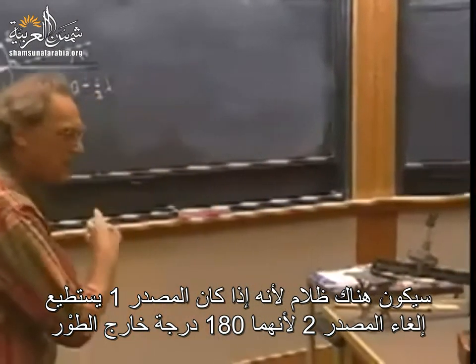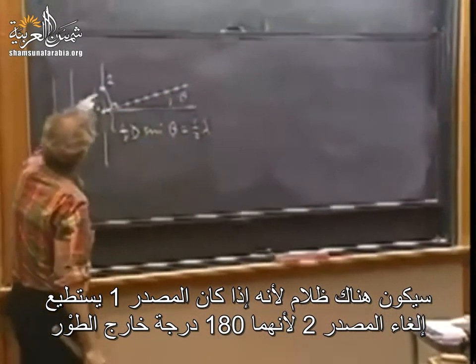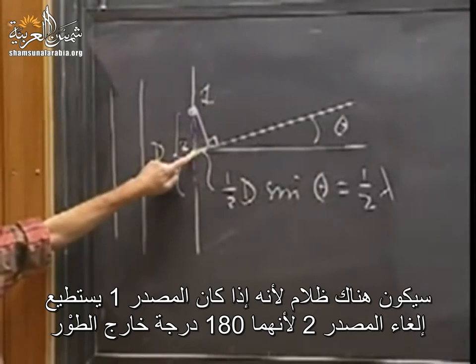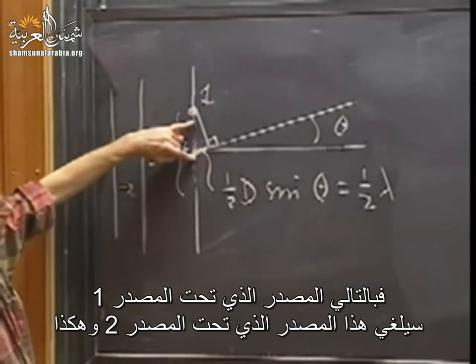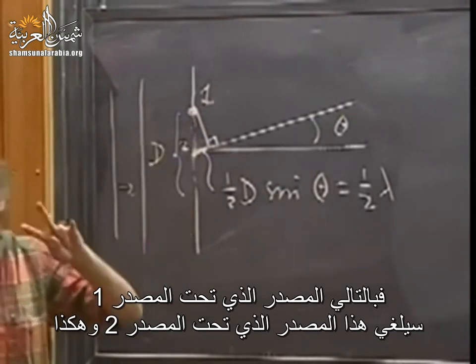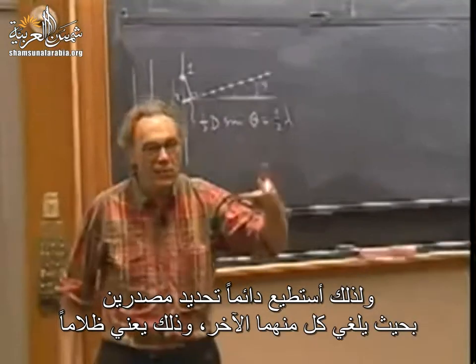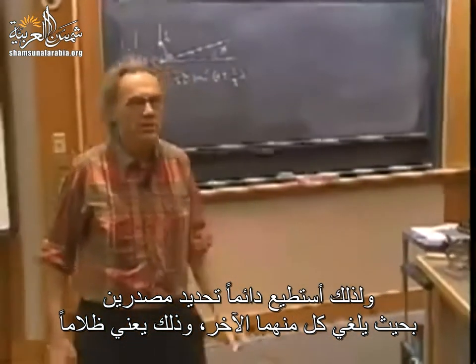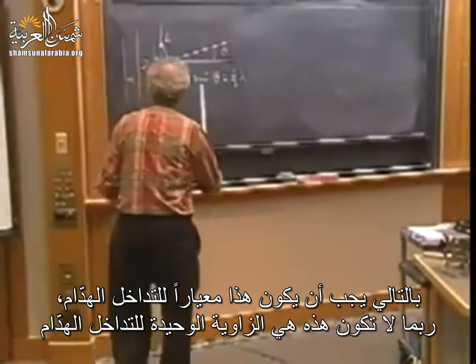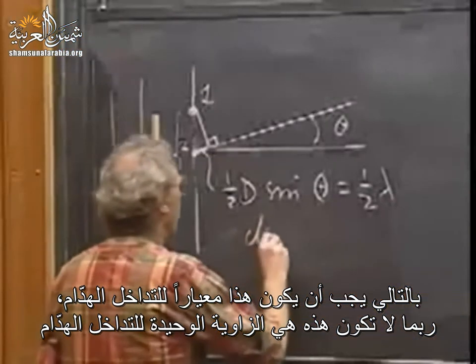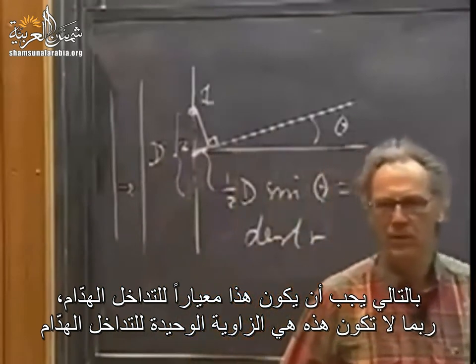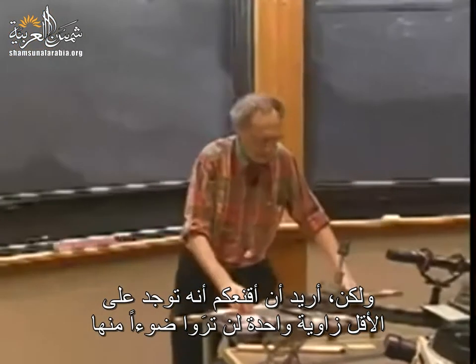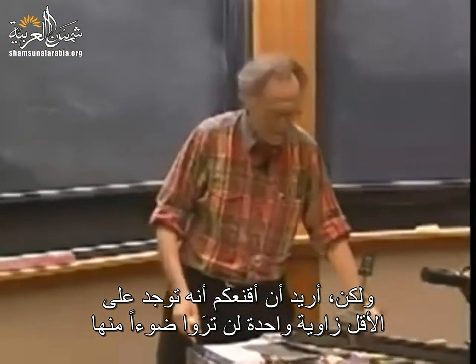Why will there be darkness? Because if source number 1 can kill number 2 because they are 180 degrees out of phase, then the source just below 1 can kill the one below 2, and the one below there can kill the next, so I can always identify two pairs which kill each other. That means darkness. So this must be a criterion for destructive interference. Now, it may not be the only angle for which there's destructive interference, but I want to convince you that there is at least one for which you see no light.